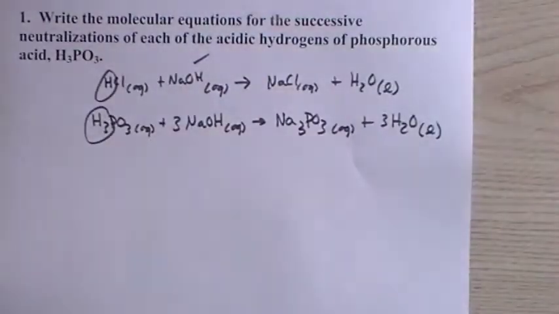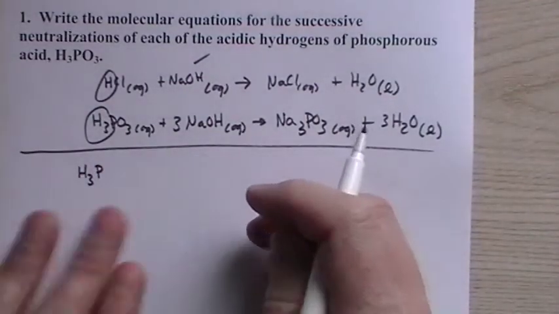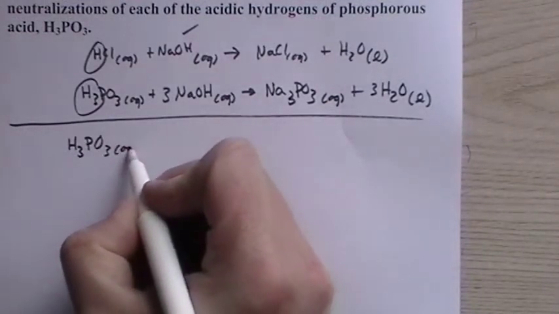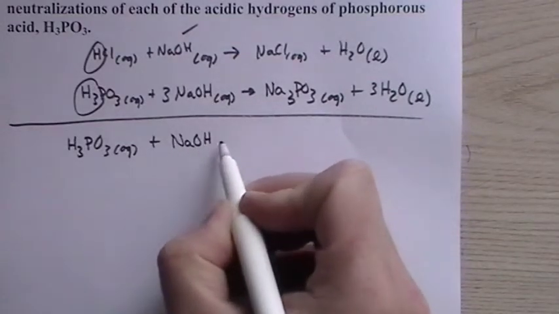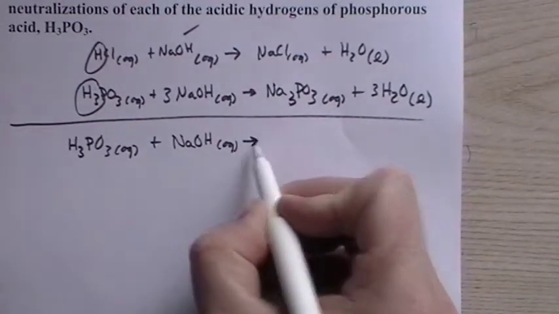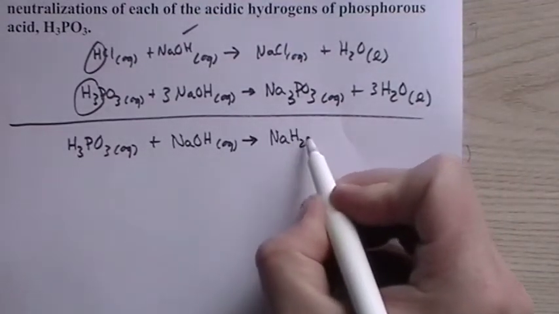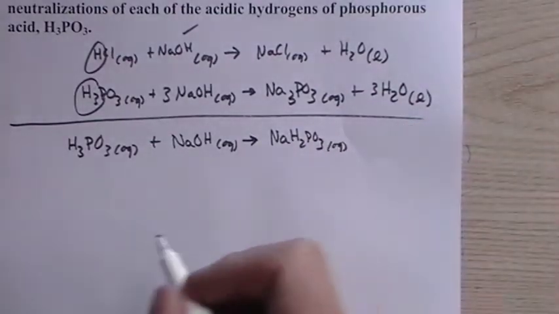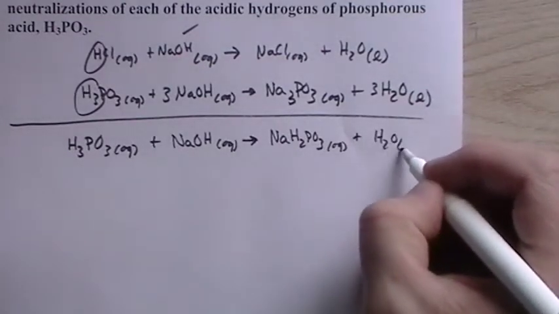Now, we can do it all in one go, but they're asking us to do it in successive neutralizations. So we start out with H3, so let me just, it's a different thing here. We can do it in 3 steps rather than all 3 at the same time. So if we have 1 sodium hydroxide, one of the H pluses will come off. We'll have sodium dihydrogen phosphite now. Phosphorus acid changes to this salt. And then we have water.